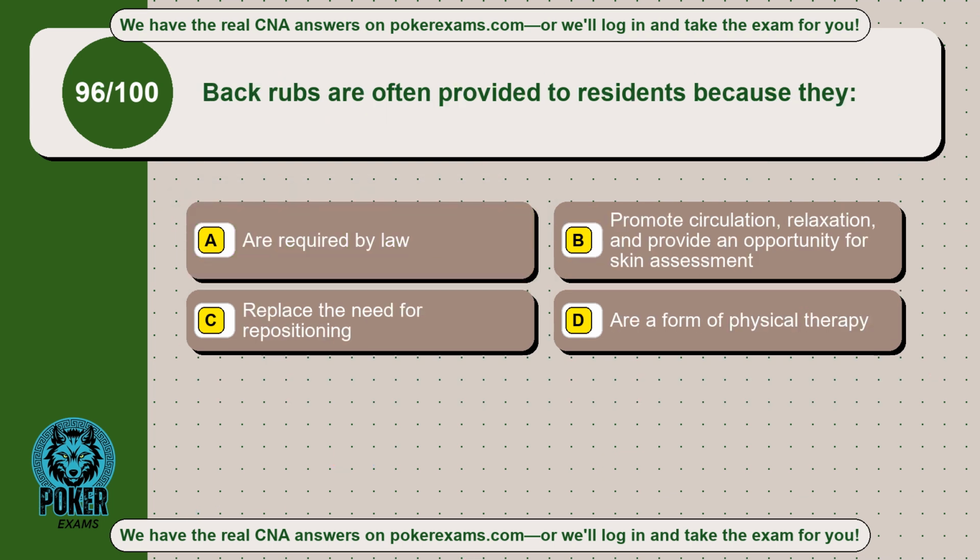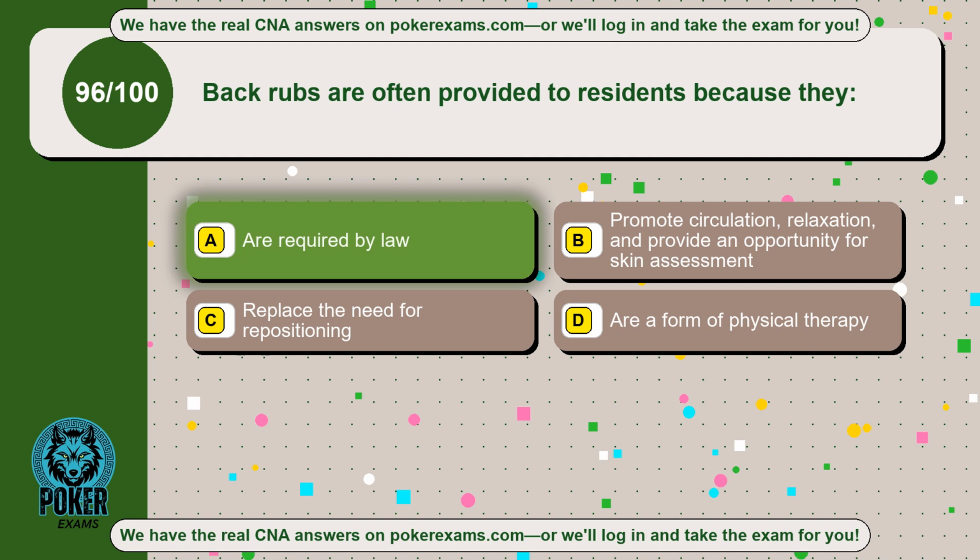Question 96. Back rubs are often provided to residents because they: Option A. Are required by law. Option B. Promote circulation, relaxation, and provide an opportunity for skin assessment. Option C. Replace the need for repositioning. Option D. Are a form of physical therapy. The correct answer is option A.